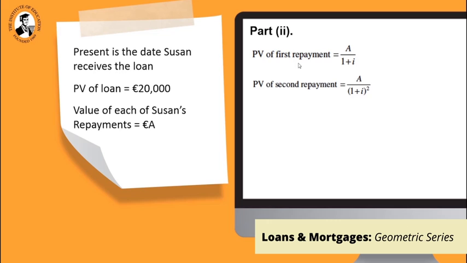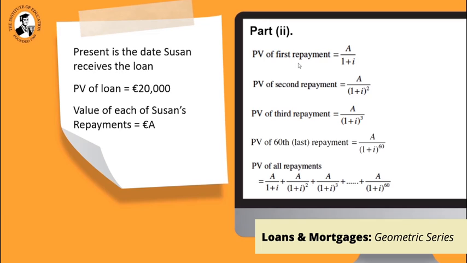In the same way, the present value of the third repayment is A divided by (1 + i) cubed. Carrying on to the end, the present value of the last repayment, due 60 months after the loan is given, is A divided by (1 + i)^60. The present value of all Susan's repayments can be found by adding together the present values of all her individual repayments. This is a geometric series. We need to find its sum in terms of A.